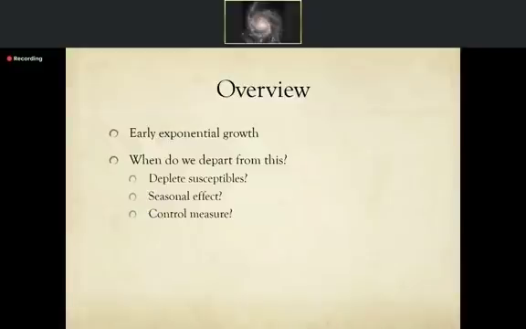Do we depart simply because the epidemic gets so large that we begin to deplete the number of susceptibles? Obviously, we hope not. Is it the result of a seasonal effect? Is it really true that in the summer, things will become more favorable from the standpoint of COVID transmission? Or is it because we've implemented control measures? So determining when we turn off of this is the real challenge.